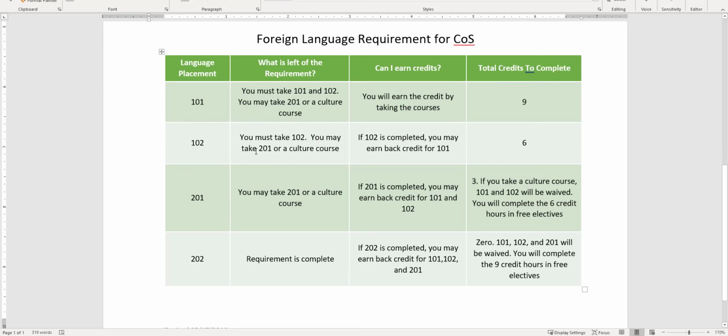Do you have to take 201? No, you can take 201 or a culture course. If you complete 102, you can get back credit for 101, and that's great. So what if I place in 201?